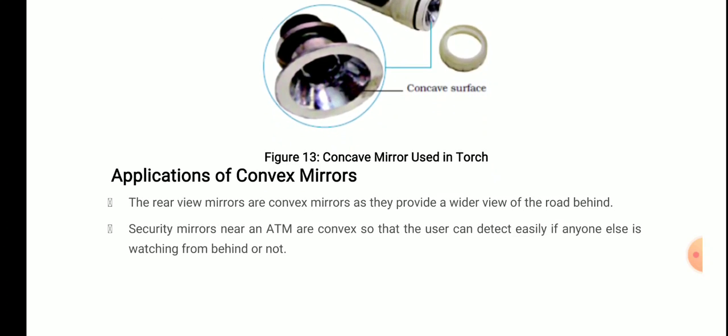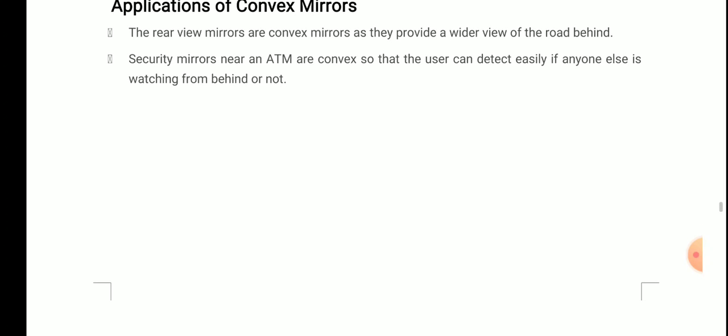Next is the application of the convex mirror. First we discussed the concave, now it's convex. The rear view mirror is a convex mirror as it provides a wider view of the road behind. Security mirrors near an ATM are convex so that the user can easily detect if anyone else is watching from behind or not.